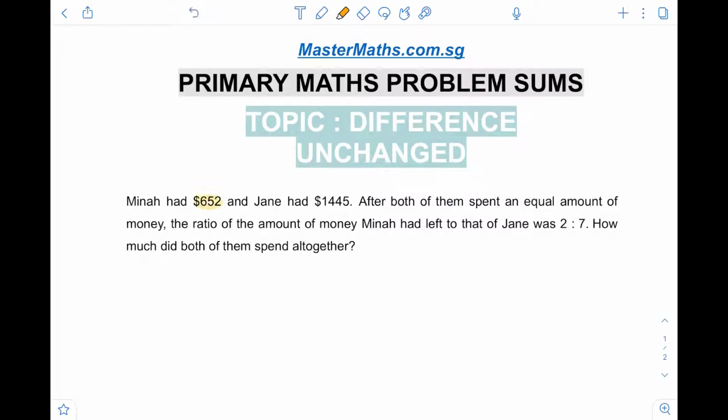Mina had $652 and Jane had $1,445. After both of them spent an equal amount of money, the ratio of money Mina had left to that of Jane was 2:7. How much did both of them spend altogether? Now, this is a keyword for this question: spend an equal amount of money, which suggests that this is actually a difference unchanged problem.